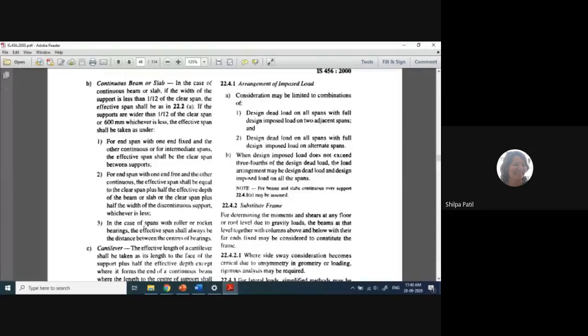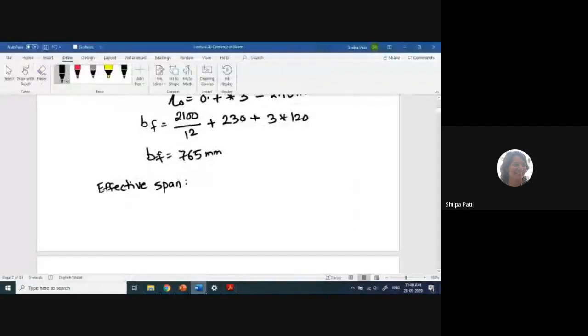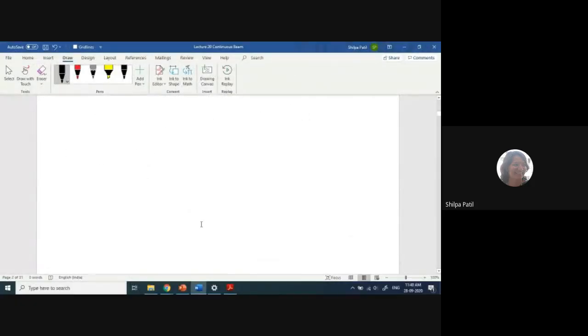Now, if I draw the diagram of a beam here, let me draw it. The diagram of a beam is like this. We are considering all the supports as simple supports.